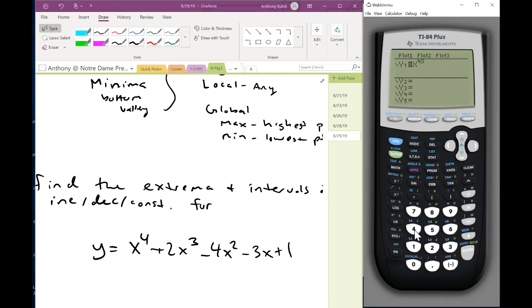Notice after I've typed this number 4, my cursor now has a right arrow on it. What that is telling me is that to move out of the exponent and back into the main line, I need to press that right arrow key. So if I press that right arrow key, you see my cursor is now moved out of the exponent and back into the main line of text. Questions so far?